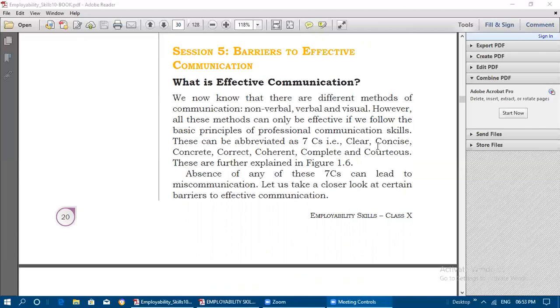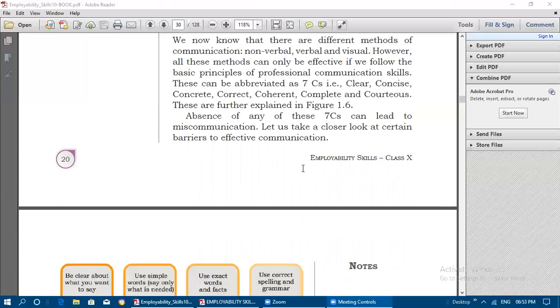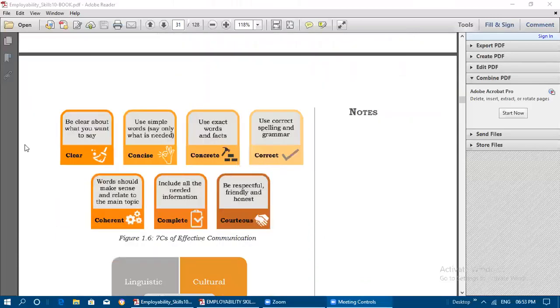Effective communication should follow the following terms: clear and concise, concrete, correct, coherent, complete, and courteous. All these 7 C's we need to follow in order to make communication effective. Absence of any of these 7 C's can lead to miscommunication. So let us take a closer look at them. The first C is clear. Be clear about what you want to say and use simple words. Say only what is needed.